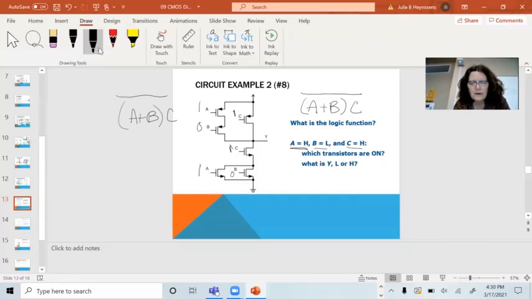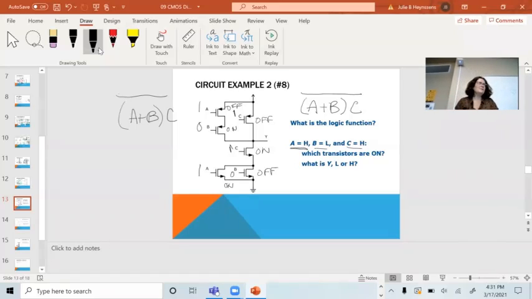The NMOS transistors that have highs on their gate are going to be on, and the ones that have lows on their gate are going to be off. The PMOS transistors that have highs on their gate are off, and the PMOS transistors that have lows on their gate are on.